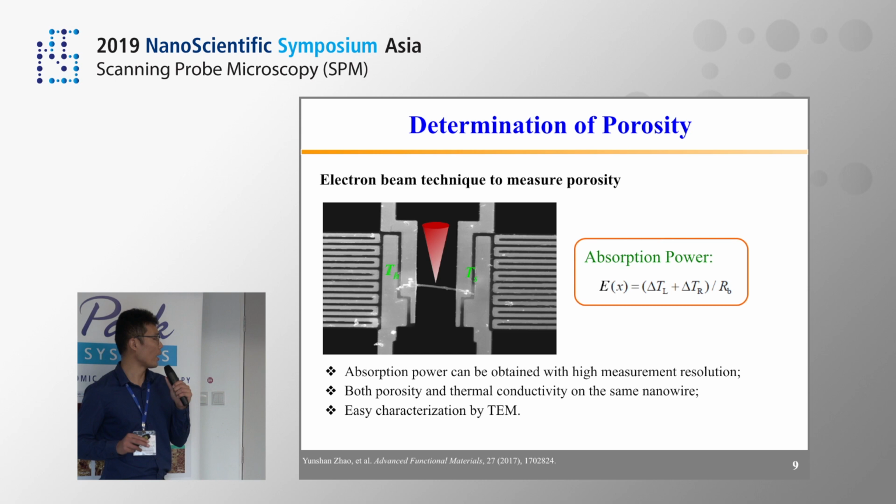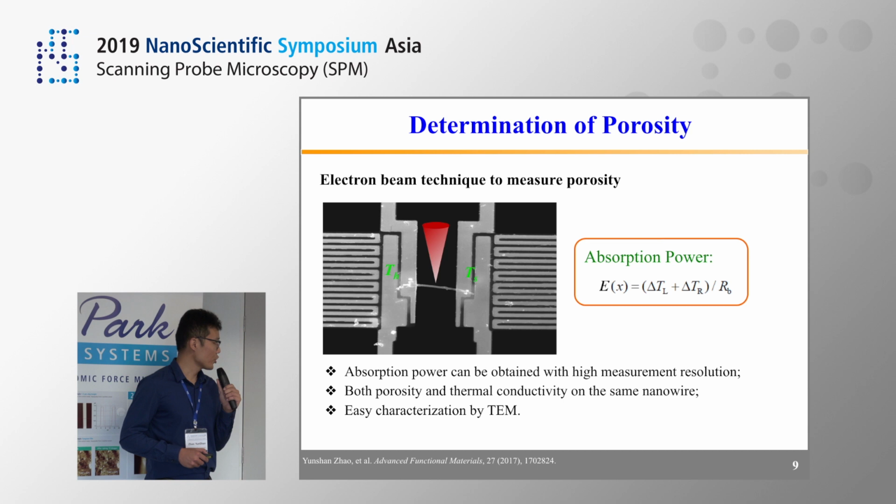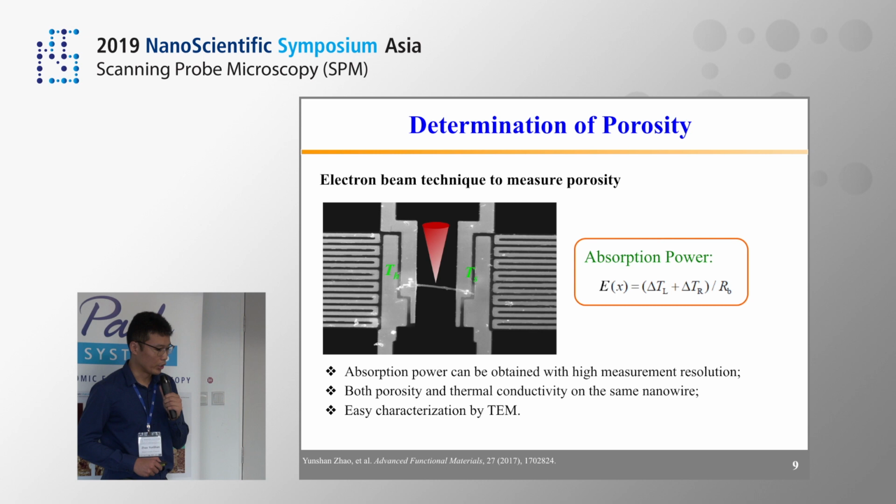Finally, the absorption power is put in this formula, where the temperature rise on the left and the right is divided by the thermal resistance of the suspended beam. So with this formula, we can deduce the porosity of one single porous silicon nanowire. Especially with our platform, we can probe both the porosity and the thermal conductivity of the same single nanowire.